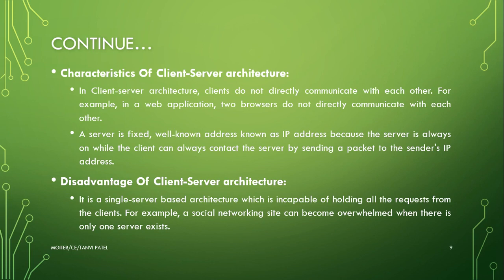Characteristics of client server architecture. In client server architecture, clients do not directly communicate with each other. For example, in a web application, two browsers do not directly communicate with each other. A server has a fixed, well-known address known as an IP address because the server is always on, while the client can always contact the server by sending a packet to the server's IP address. So the server is fixed and there can be a number of clients who communicate with the server.